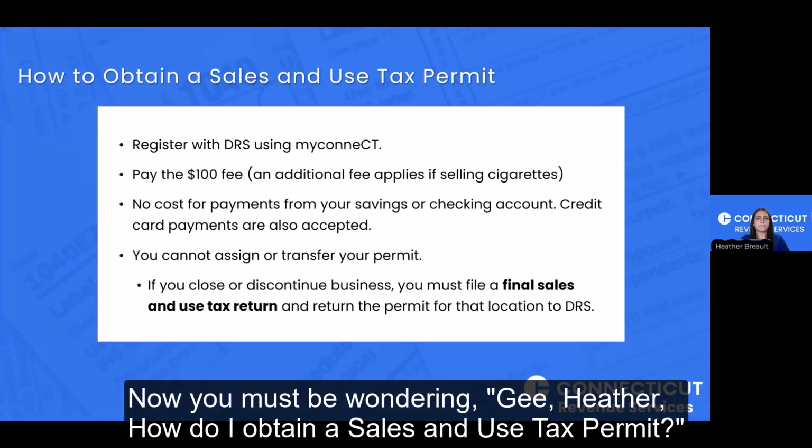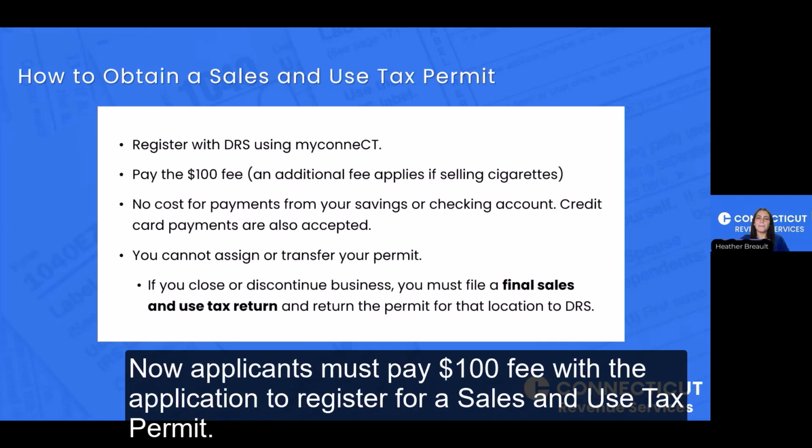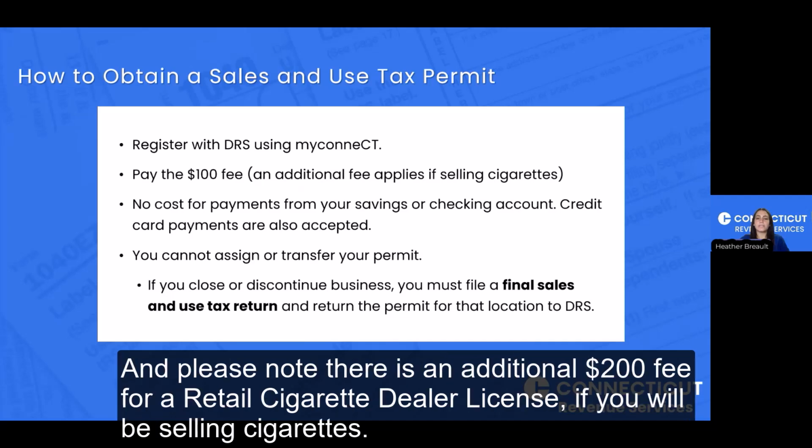Now, you must be wondering, how do I obtain a sales and use tax permit? Well, to do so, just register with DRS using our online registration application portal, myconneCT. Applicants must pay a $100 fee with the application to register for a sales and use tax permit. And please note there is an additional $200 fee for retail cigarette dealers' licenses if you will be selling cigarettes.